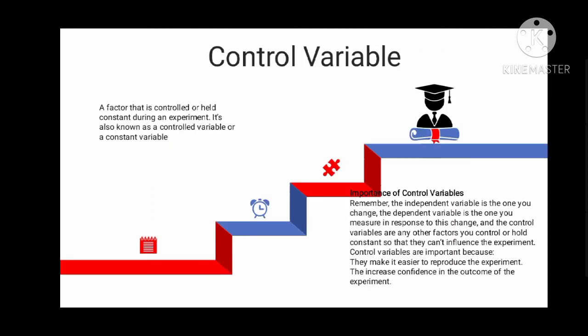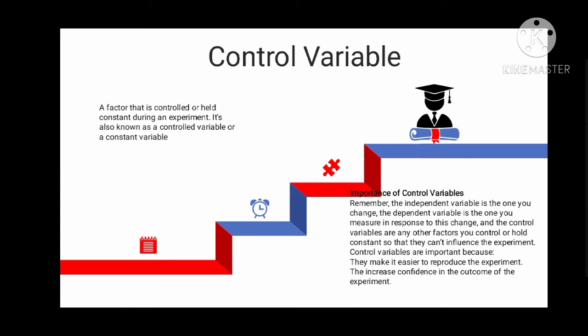So the next one: what is a control variable? A control variable is any factor that is controlled or held constant during an experiment. It is also known as a controlled variable or constant variable. Unlike the independent and dependent variables, control variables are not a part of the experiment, but they are important because they could affect the outcome of the research. Take a look at the difference between a control variable and a control group.